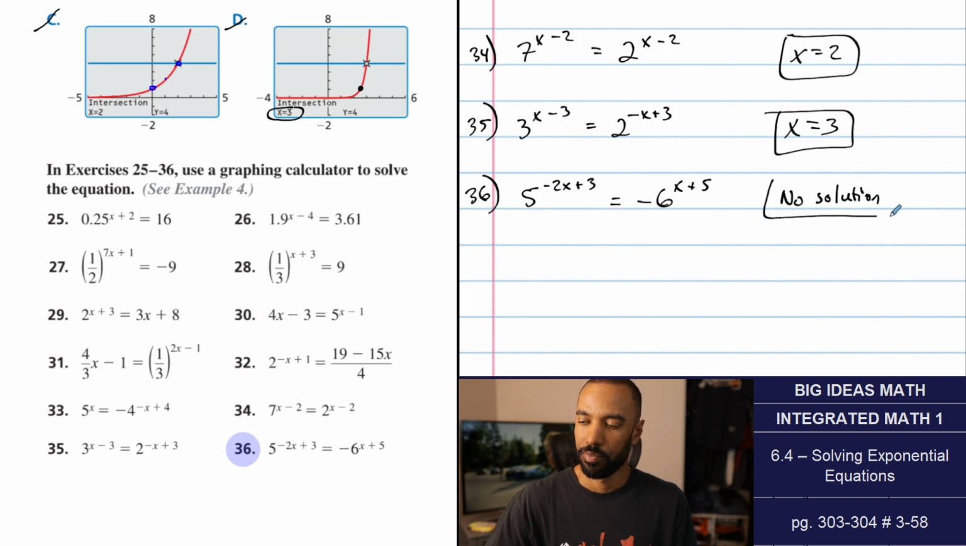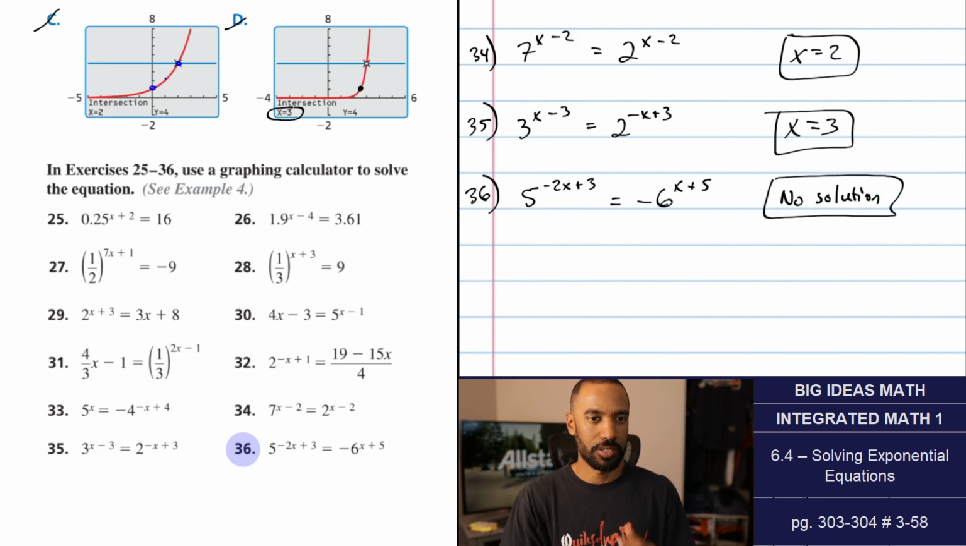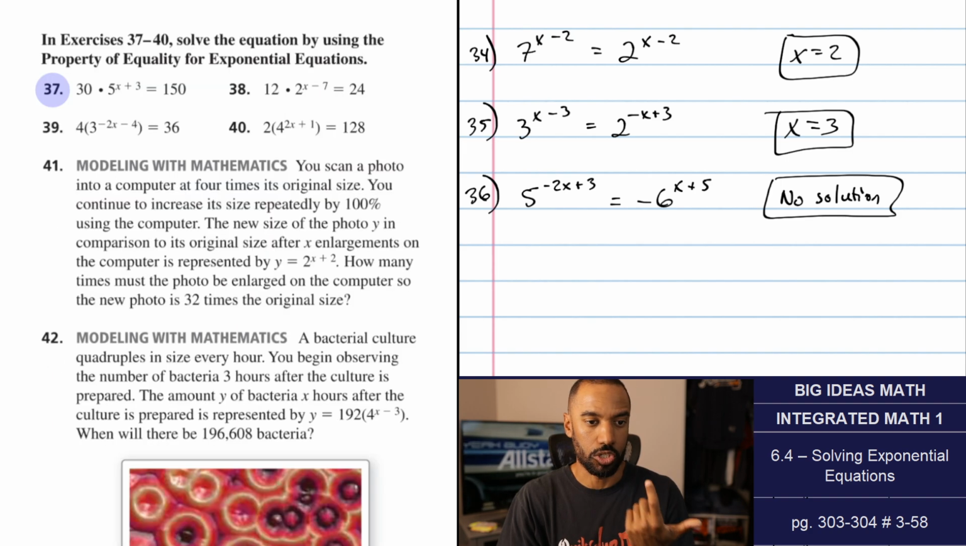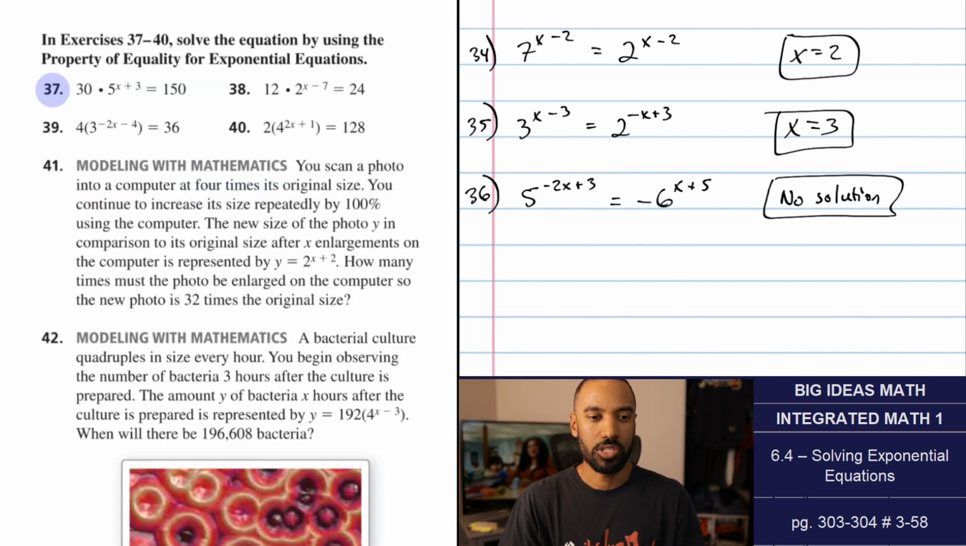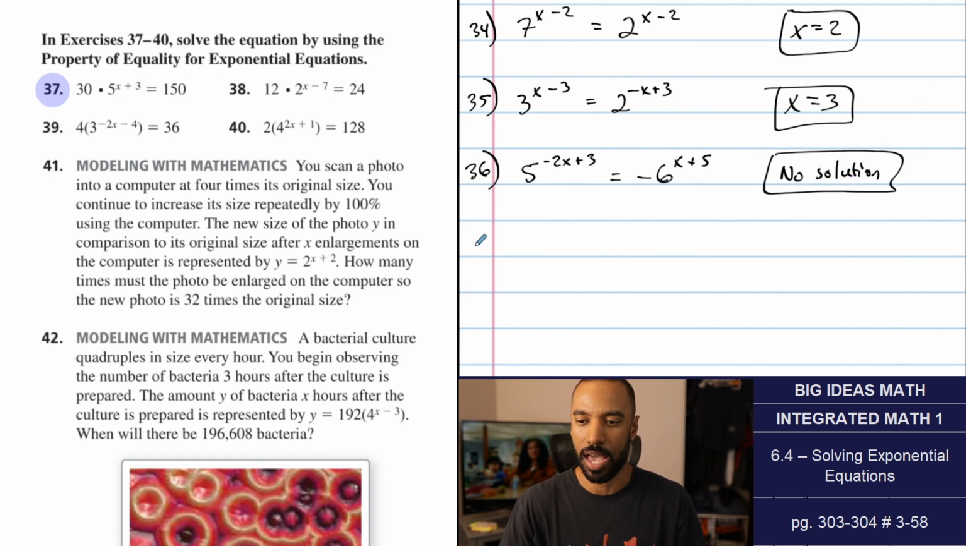Okay. There's some graphing ones. We use the graphing calculator. I just didn't draw graphs for them. In exercises 30 to 40, solve the equation by using the property of equality for exponential equations. Well, I think it's just something that we had before. This is just the next step forward on these, and this is a set that I do believe would have existed on this other worksheet that I keep bringing up.